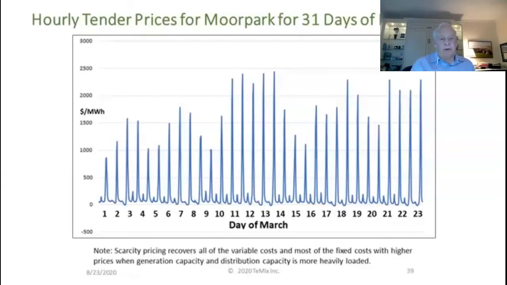This is what scarcity pricing does for you, a very dynamic price signal. That's why we need the subscription component, because you're getting paid this price if you use less than what you subscribe to, and you pay this price if you use more than what you subscribe to. Next slide, please.